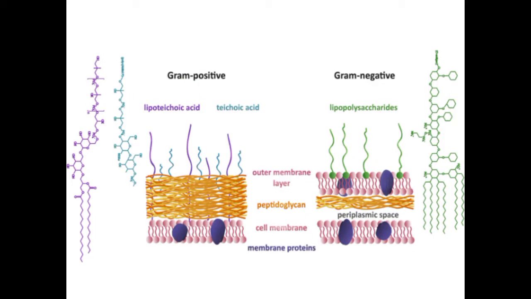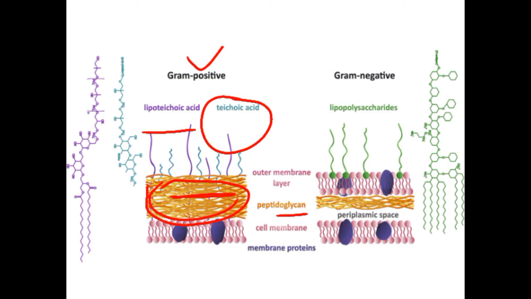As you can see here, there is a peptidoglycan which is thick. We have learned that in gram-positive, the peptidoglycan layer is thick and teichoic acid is present. There is also lipoteichoic acid. The major difference between teichoic acid and lipoteichoic acid is that teichoic acid protrudes from the peptidoglycan layer, while lipoteichoic acid protrudes from the cell membrane, like this.